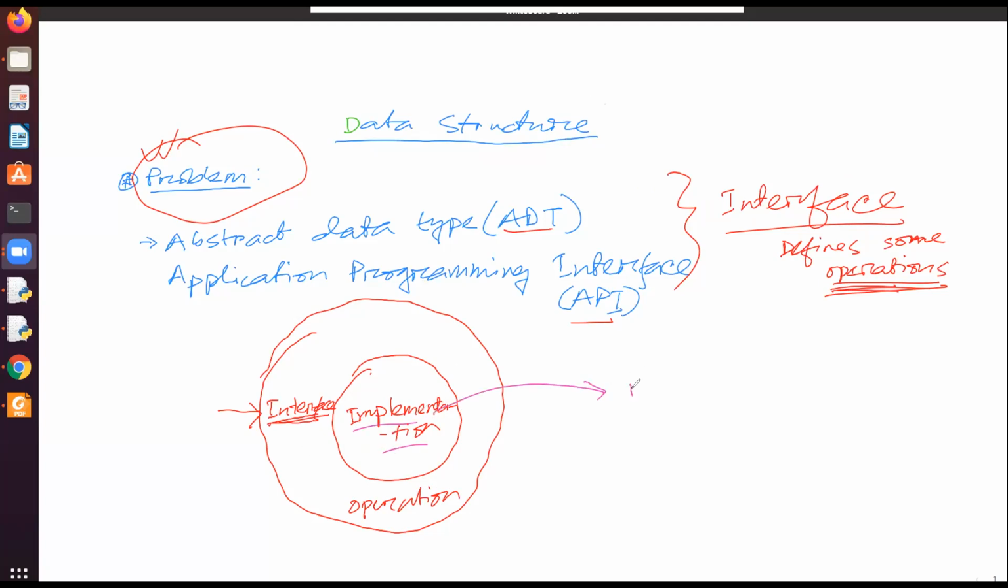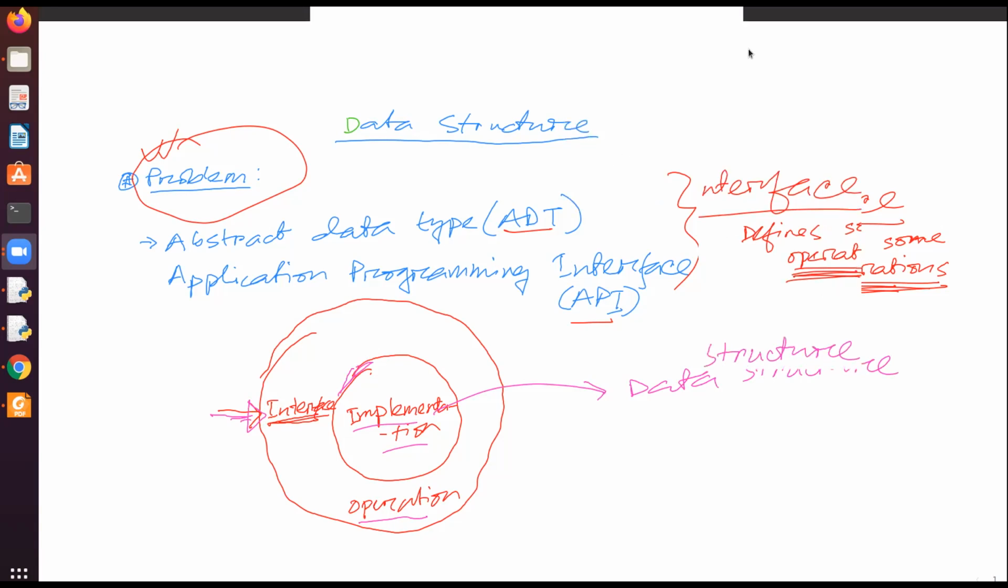A particular implementation of an interface is called actually data structure. Okay, so this is how we actually work with the interface, and the functions or operations defined by the interface, and the interface is practically implemented by a particular data structure. Okay, so let us describe it more.